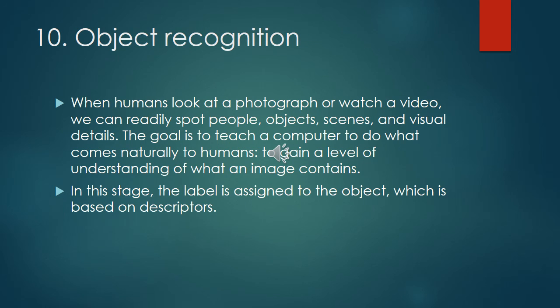What is object recognition in image processing? Object recognition is a computer vision technique. It is used to identify objects in images or videos. Object recognition is a key output of deep learning and machine learning algorithms. When humans look at a photograph or watch a video, we can readily spot people, objects, scenes and visual details. The goal is to teach a computer to do what comes naturally to humans, to gain a level of understanding of what an image contains.